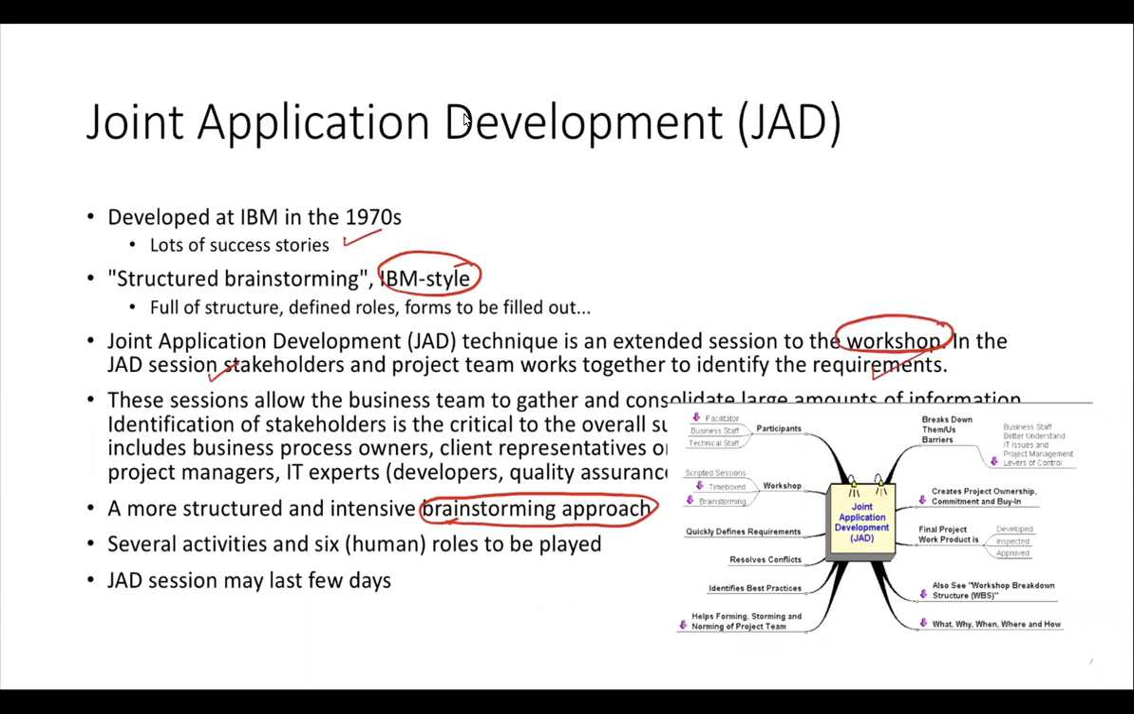As a matter of fact, JAD is a combination of workshops, which we'll talk about next, and brainstorming through multiple sessions. Those sessions allow the business team to gather and collect a large amount of information from the stakeholders. There are several activities and even six human roles to be played in the JAD technique. Every JAD session may last a few days, normally 3 to 5 days.